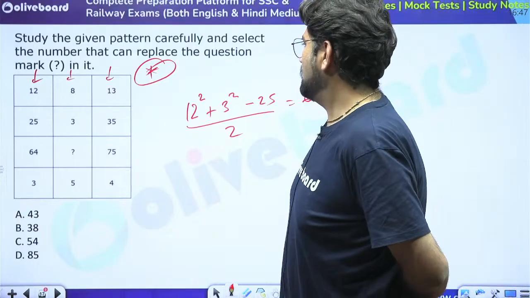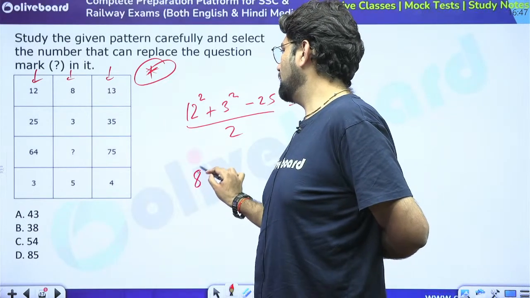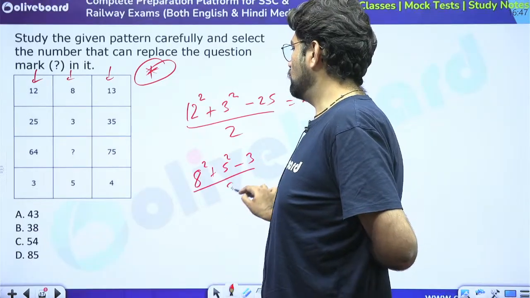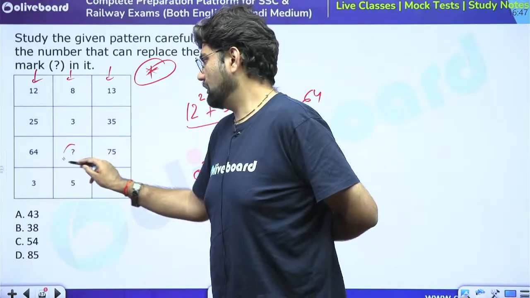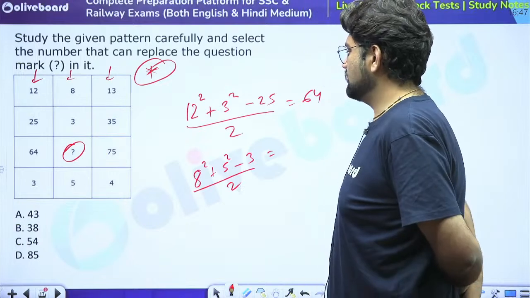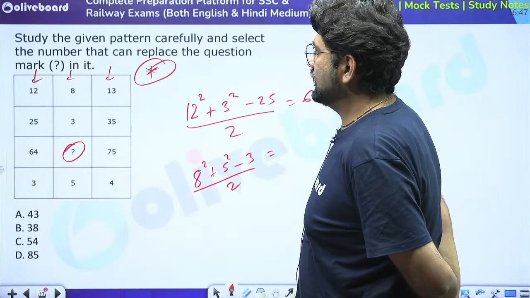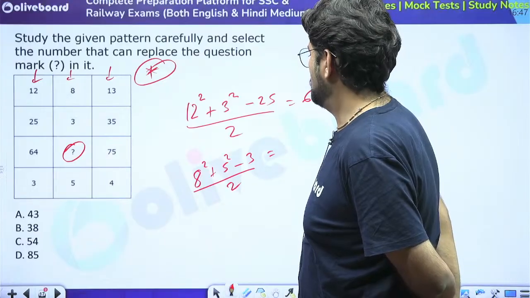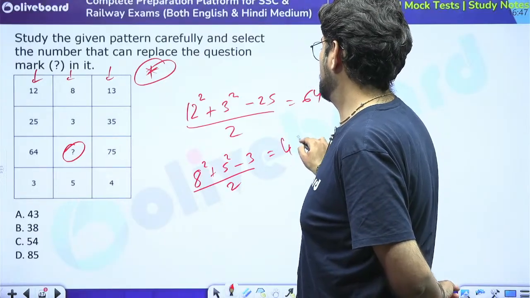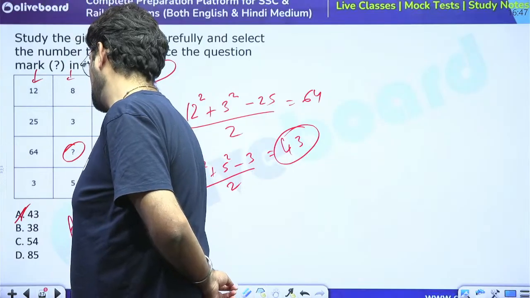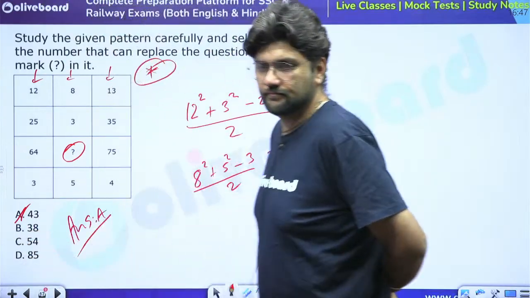So then in the same way, if you see, you will do 8 square plus 5 square minus 3 divided by 2 will give you your answer, this one. And what is that going to be? So it is 64 and 25. 64 and 25 is 89 minus 3, 86 by 2 is 43. Option A. Cool.